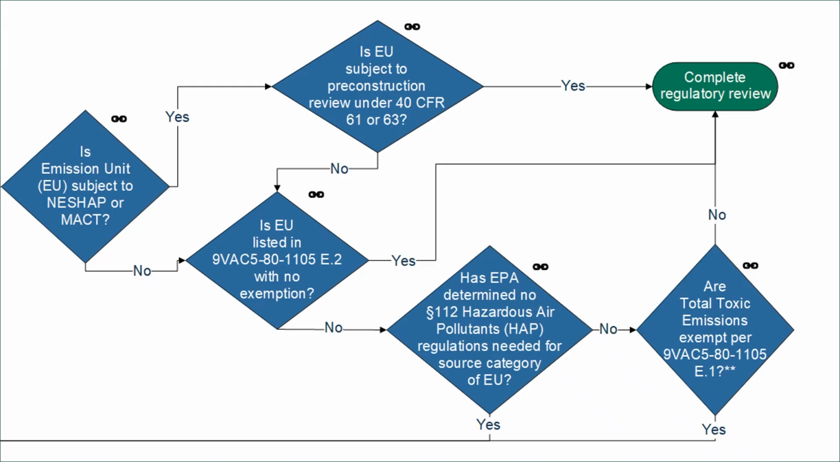Sure. If there are emission units subject to NESHAP or MACT, the second question is then whether the affected unit is subject to EPA rules requiring pre-construction review. This generally means that the units alone are major emitting. If so, a permit will be required and the associated regulatory review must be completed.